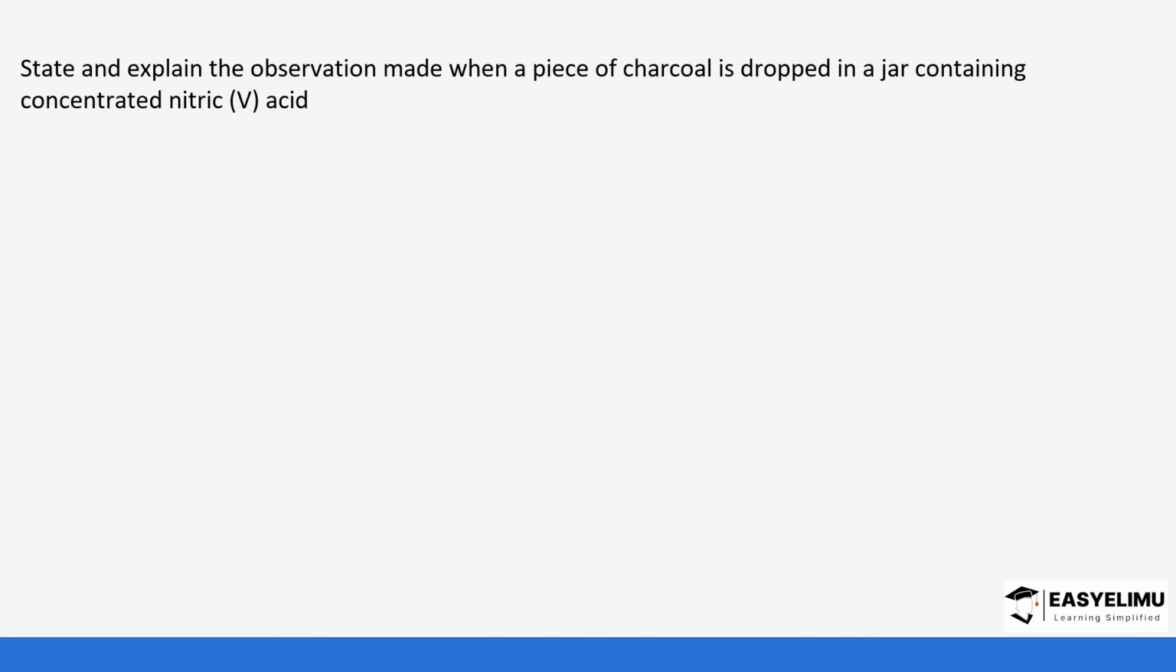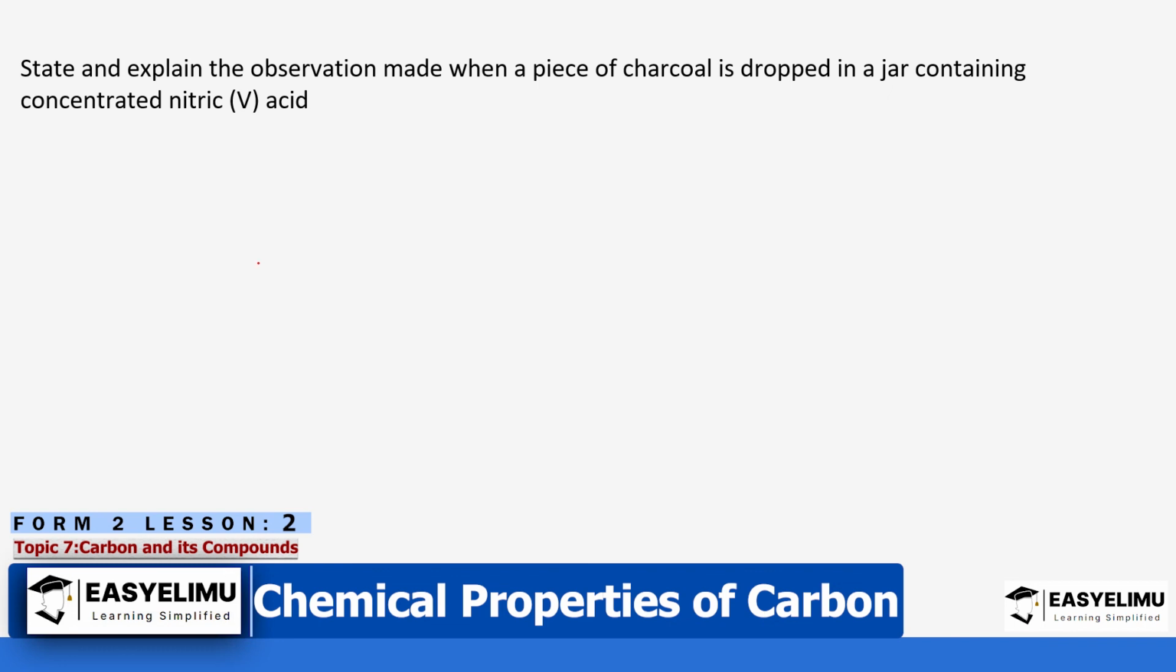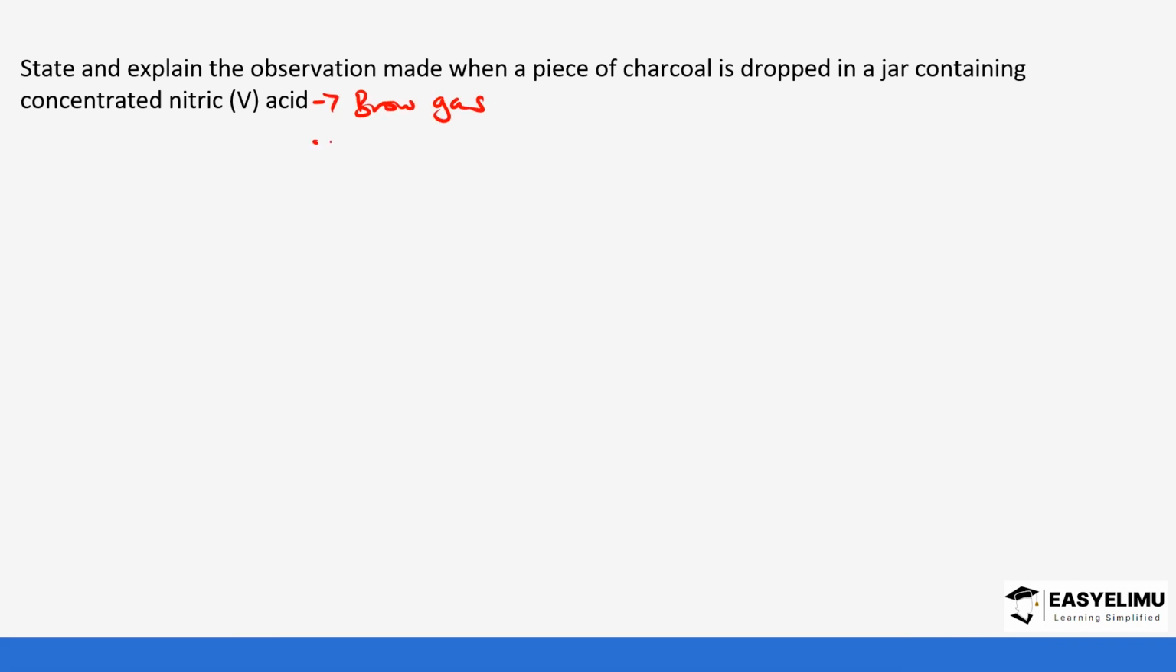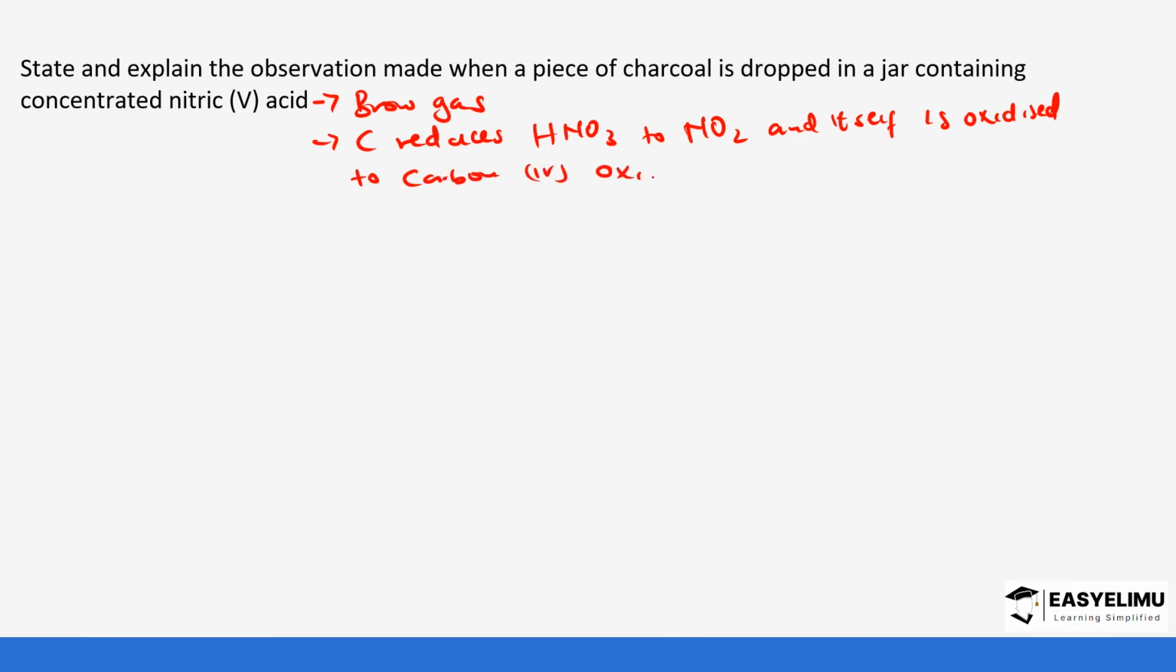State and explain the observation made when a piece of charcoal is dropped in a jar containing concentrated nitric acid. So you're going to see a brown gas because carbon reduces nitric acid to nitrogen 4 oxide, and itself is oxidized to carbon 4 oxide. So it reduces nitric acid to nitrogen 4 oxide and water. Let's not forget the water, and itself is oxidized to carbon 4 oxide.